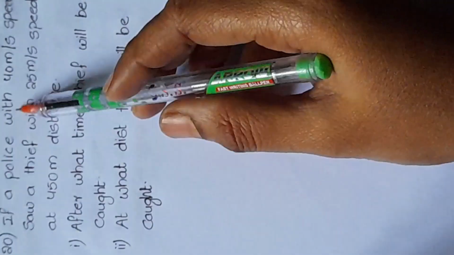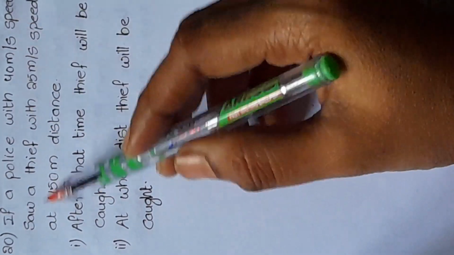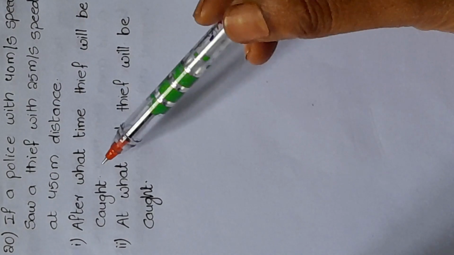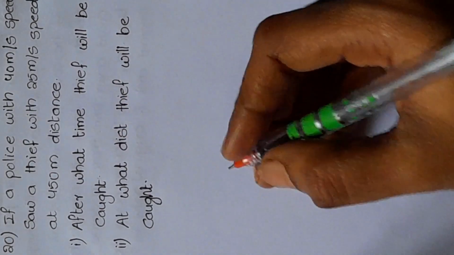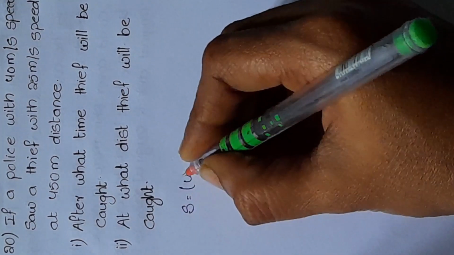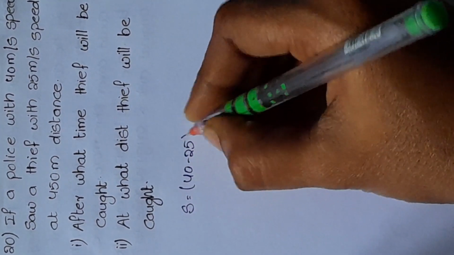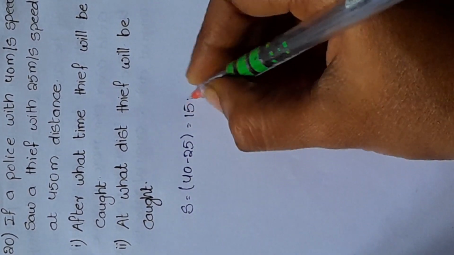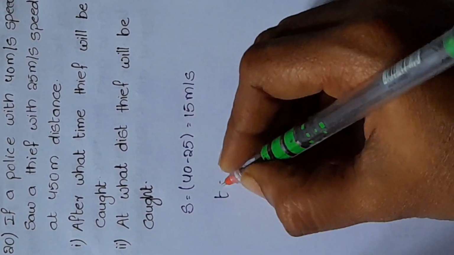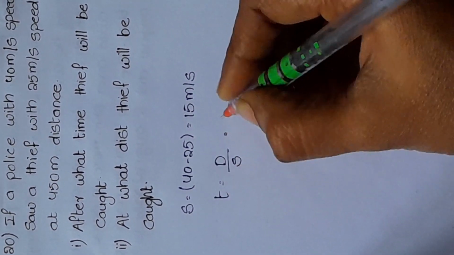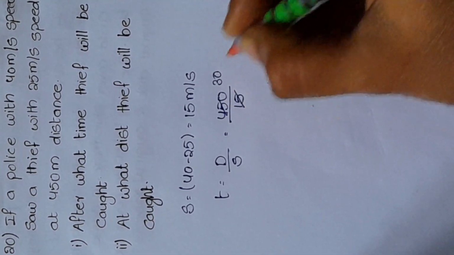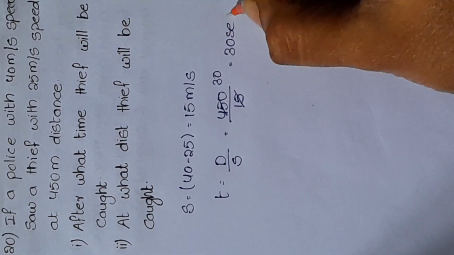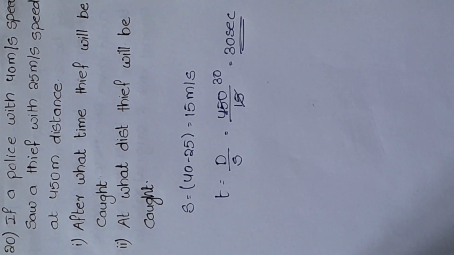Question number 20. If a police with 40 meters per second speed saw a thief with 25 meters per second speed at 450 meters distance, after what time will the thief be caught and at what distance will the thief be caught? Here the relative speed is 40 minus 25, because both are moving in the same direction. That is 15 meters per second, the relative speed. Now the time is distance by speed, which is 450 meters by 15. The time is 30 seconds. After 30 seconds, the thief will be caught.